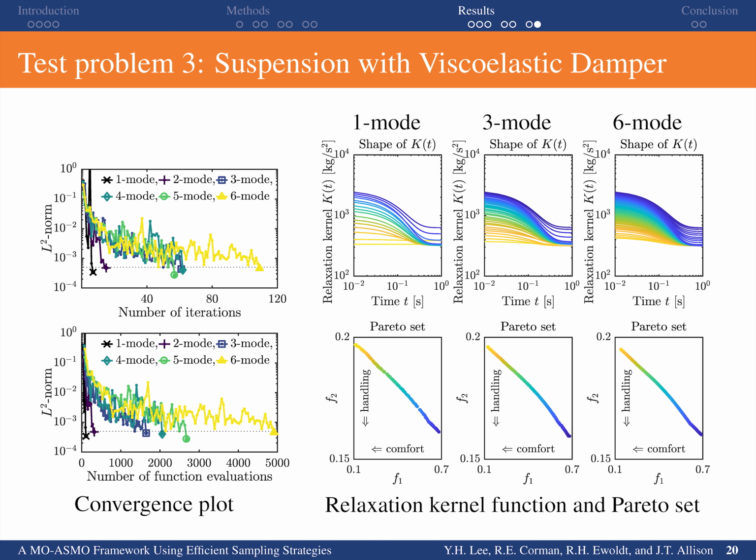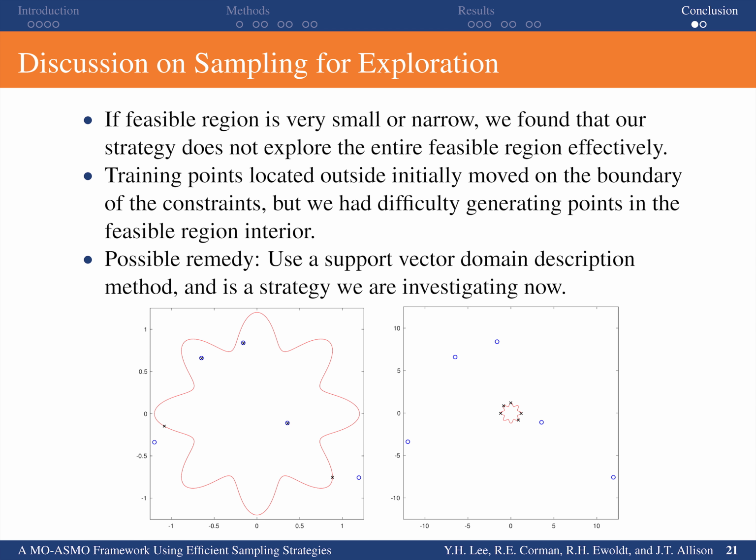Before concluding our presentation, one thing needs to be discussed. We found that our algorithm had a drawback when the feasible region is especially small. When the feasible region is reasonably large, there is no problem. However, if it is small, most of the training points end up relocating on the boundary of the feasible region, but do not penetrate the interior. So, we are currently investigating the possibility of utilizing a support vector domain description method as an alternative.